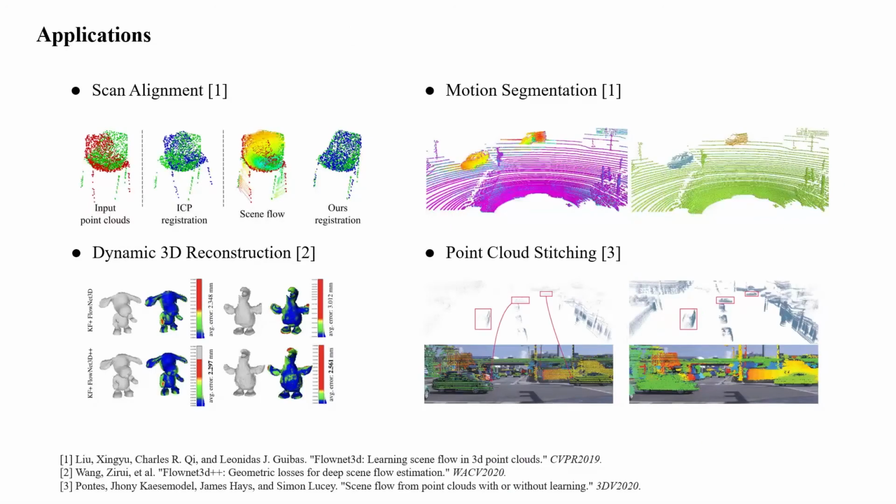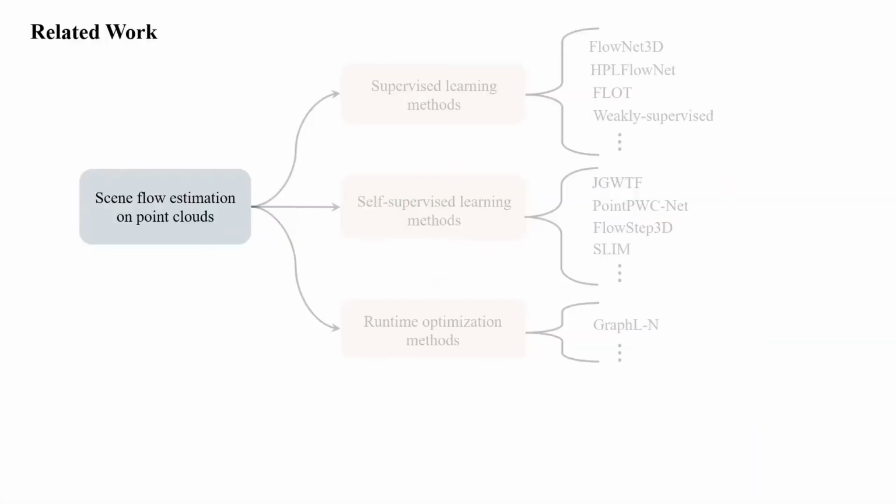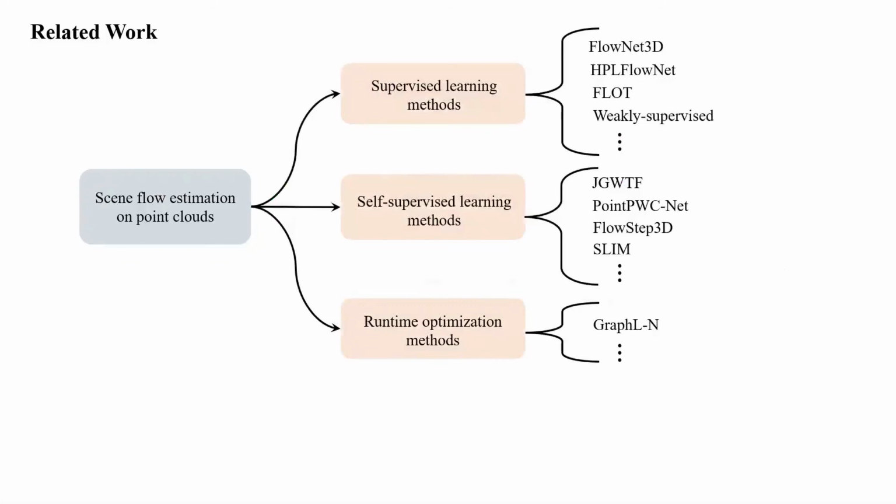Scene flow estimated from point clouds has many applications, such as motion segmentation and dynamic 3D reconstruction. It can also be used to benefit 3D multi-object tracking, which is still to be exploited by researchers in the future. Current works in this area can be categorized into three types. Compared to image-based methods, these works can directly deal with 3D point cloud data.